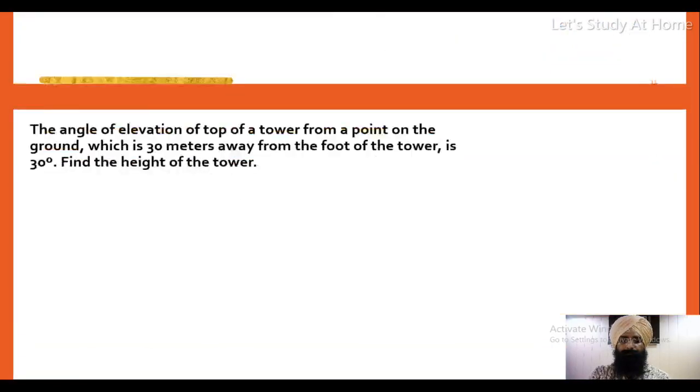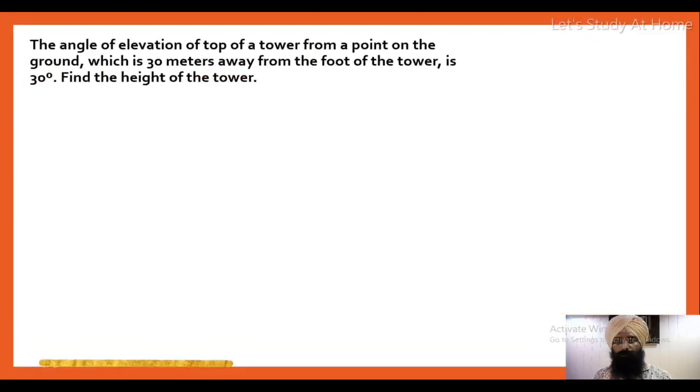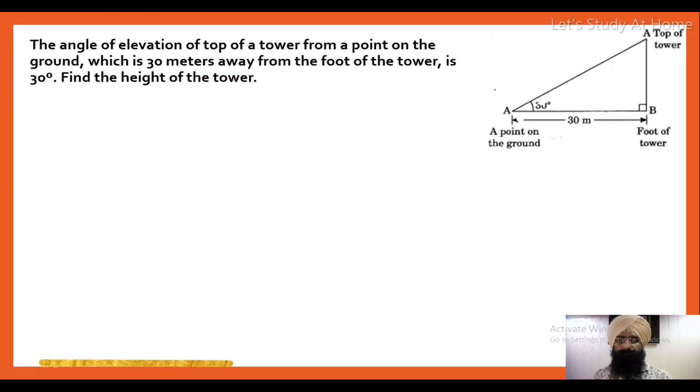Next, the angle of elevation of the top of a tower from a point on the ground which is 30 meter away from the foot. This is 30 meter away from the foot and the angle of elevation is 30 degree. So we want to find the height of the tower. Very easy, base is given, perpendicular we want to find, and the relation between perpendicular and base, your favorite function, that is tan 30 degree.